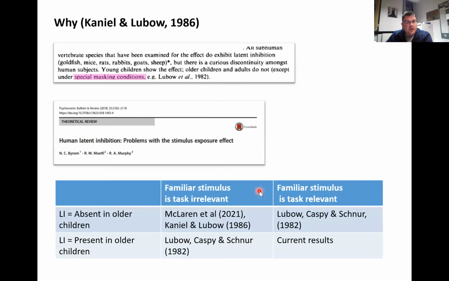In a recent review of the literature, Byram, Setfi, and Murphy attempted to categorize the different types of masking or concurrent tasks that were performed during the pre-exposure stage of latent inhibition studies in humans, and you can classify them in terms of whether the familiar stimulus was established as task irrelevant during pre-exposure, or whether the familiar stimulus was established as task relevant during pre-exposure. And maybe ask the question, well, is it the case that this discriminates between whether latent inhibition is going to be either absent or present in older children? Unfortunately, it doesn't. We can see both the presence and the absence of latent inhibition in older children in both of these two types of pre-exposure task.